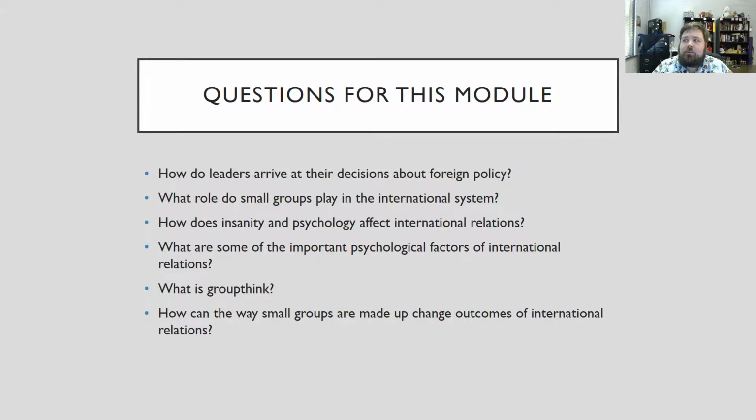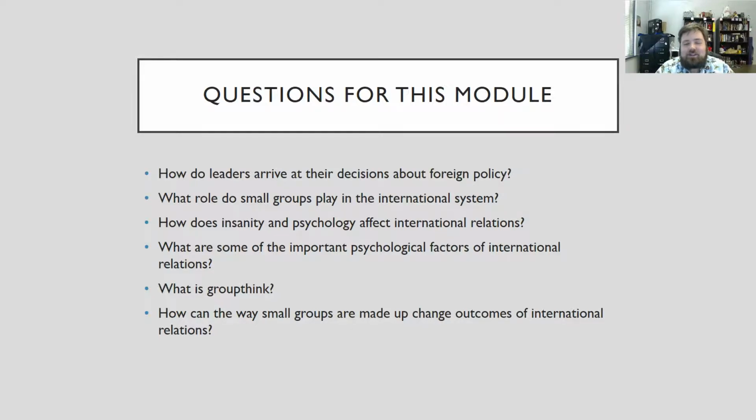This module is a little bit different than some of the other ones we've done. So let's think about the kind of questions we're going to be dealing with for foreign policy decision making. First, and probably the most important, is how do leaders arrive at their decisions about foreign policy? And then what role do small groups play in the international system? Most actual decision making occurs in a small group setting.